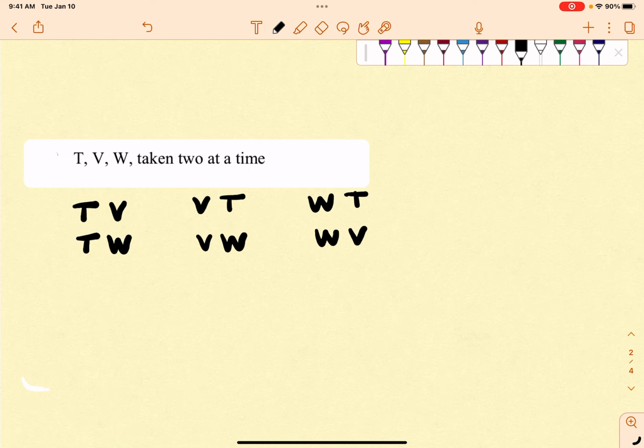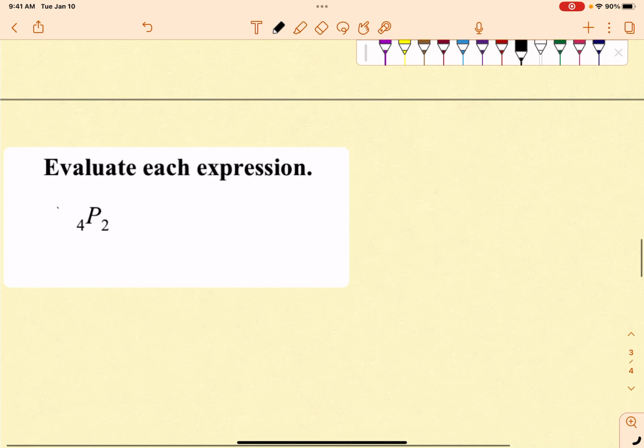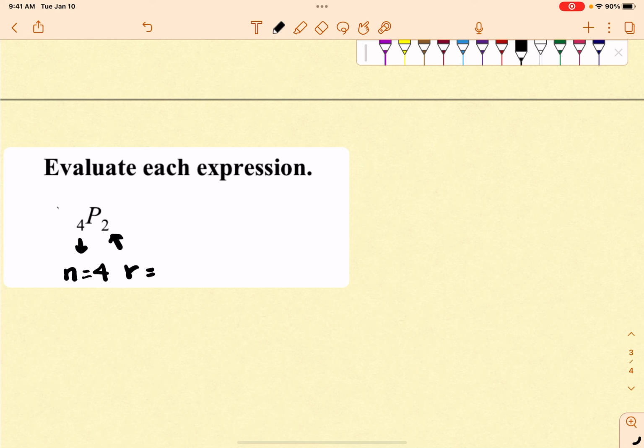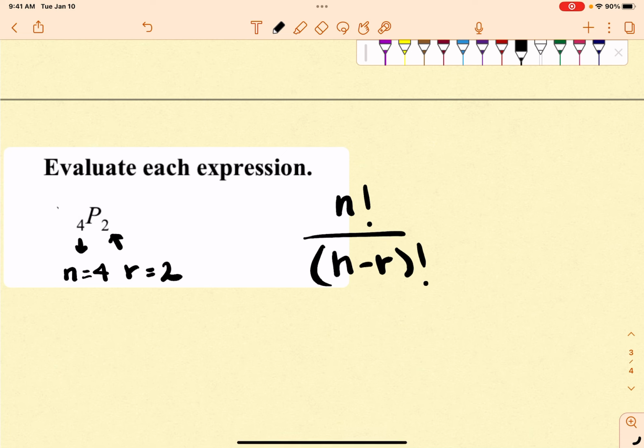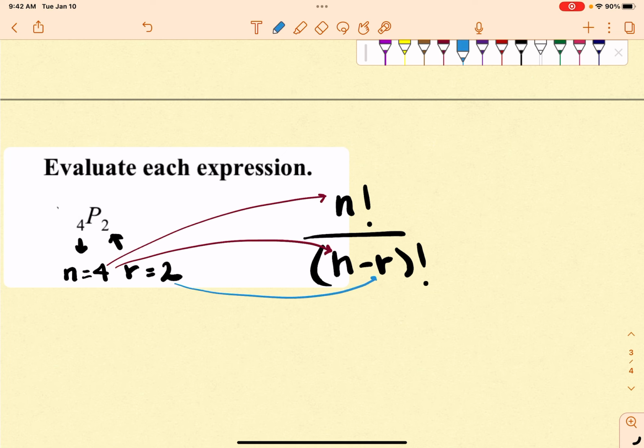So let's look at how you can actually use the formula. So here's one that we have right here. You have 4 permutation of 2. So this right here would be your N value. So N is 4. This right here would be your R value, so that's 2. So to calculate this, remember, we follow this formula. So we're going to plug them in there. So that means that N of 4 is going to go here, and R of 2 is going to go there. So it's going to be 4 factorial over 4 minus 2 factorial.